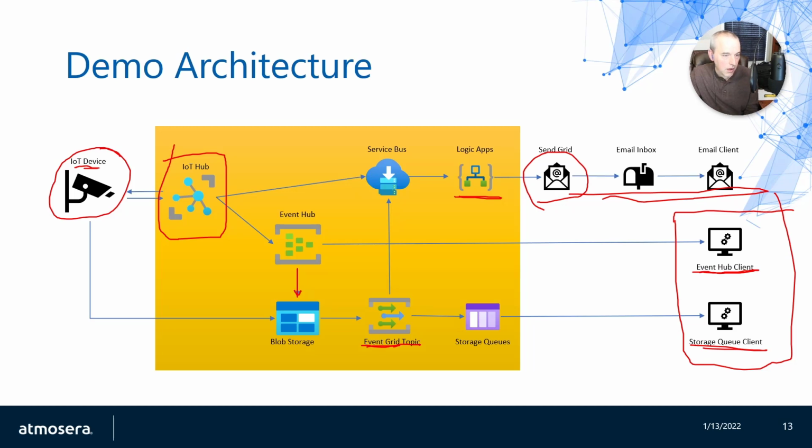Let's see. Could this demo architecture be deployed by a CI/CD pipeline as infrastructure as code? Absolutely. Everything I did here is reducible to ARM templates. So you can take all of this, create an ARM template or a Terraform template, put that in your repository, and then deploy it as code. So yes, you can configure IoT Hub, Event Hub, blob storage, Event Grid, storage queues, Service Bus, and Logic Apps. With Logic Apps, you might have to do a separate deployment to get the code onto them, but still, you can deploy Logic Apps and then do that.